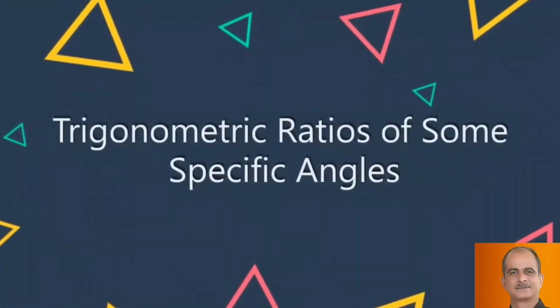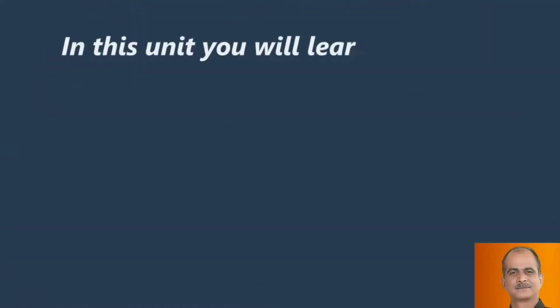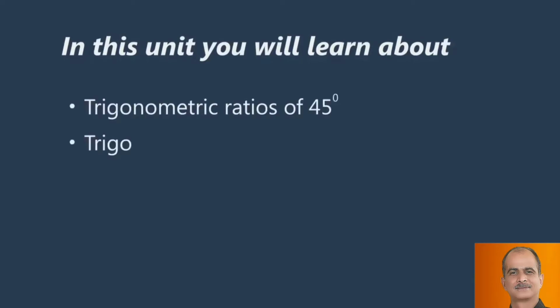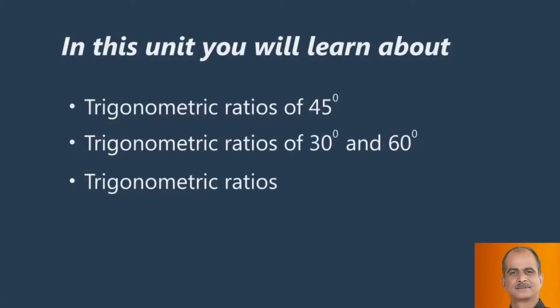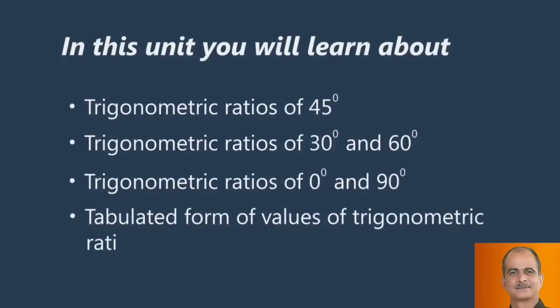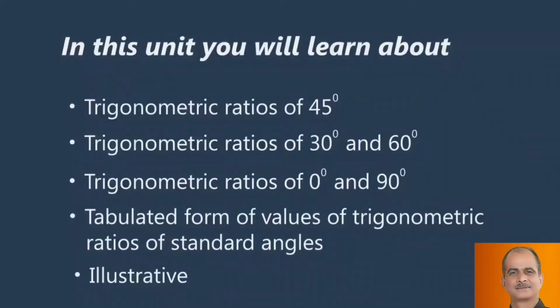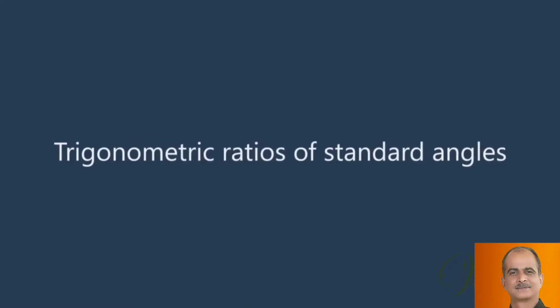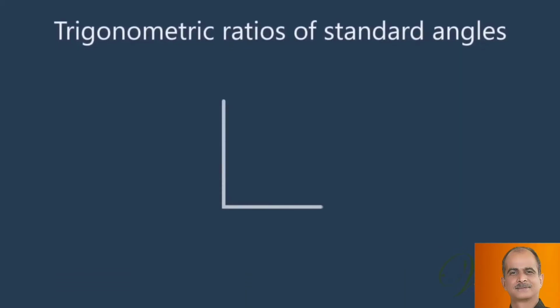Trigonometric ratios of some specific angles. In this unit, you will learn about trigonometric ratios of 45 degrees, trigonometric ratios of 30 degrees and 60 degrees, trigonometric ratios of 0 degrees and 90 degrees, tabulated form of values of trigonometric ratios of standard angles, and illustrative examples. Trigonometric ratios of standard angles.